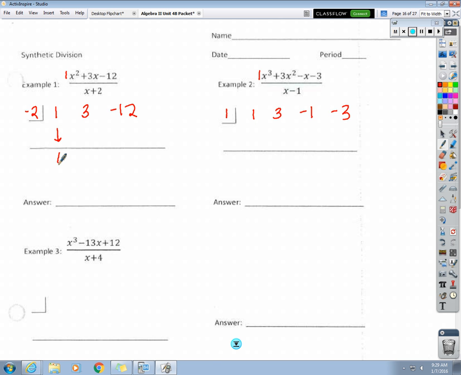Now you're going to take that number and multiply it by your box number, which is negative 2. What's 1 times negative 2? And that fills in right here. See, 1 times negative 2 is negative 2.